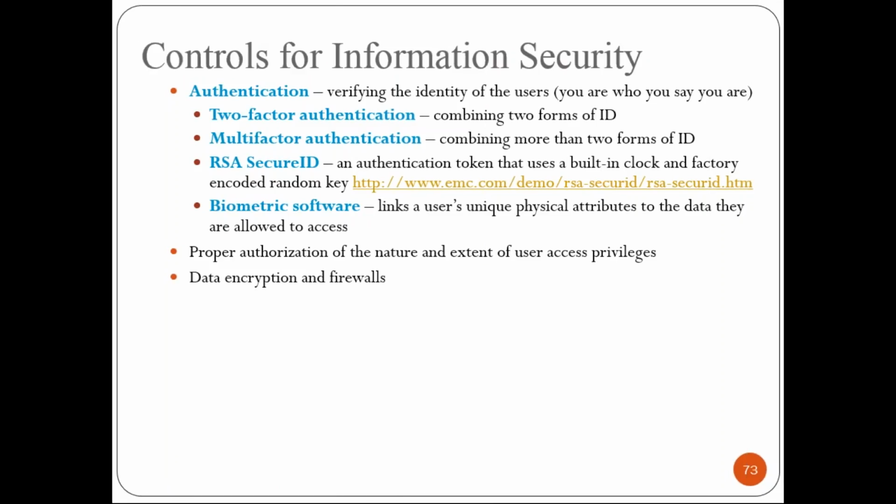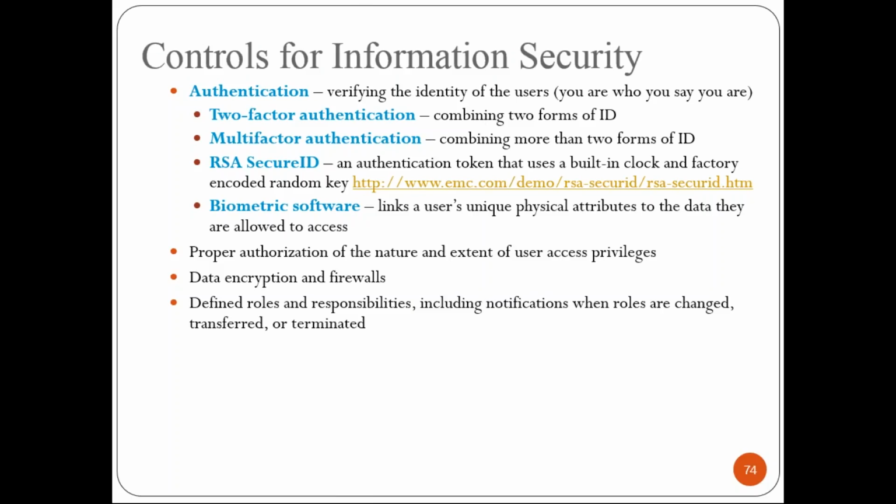There are other types of controls for security: data encryption, firewalls. Again, you're trying to create this concept of defense in depth. That means you don't have just one control and you hope it works. You have encryption, you have firewalls, you have effective authorization. Having defined roles and responsibilities is important, especially when you have people that are moving or transferring or terminating. You can't have effective information security if you don't have effective deprovisioning.